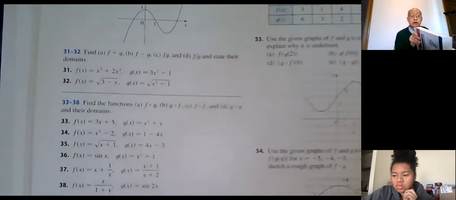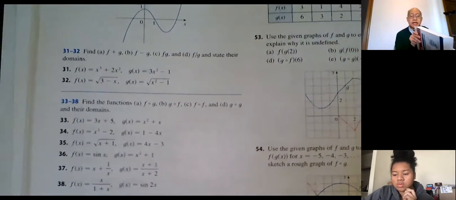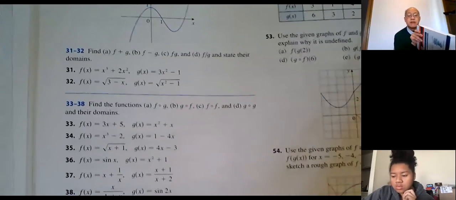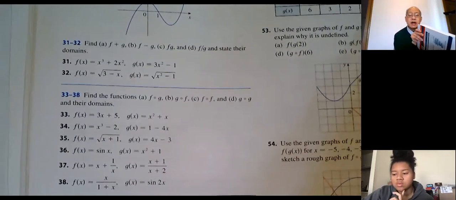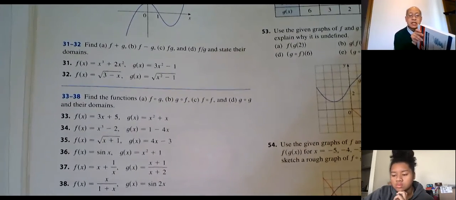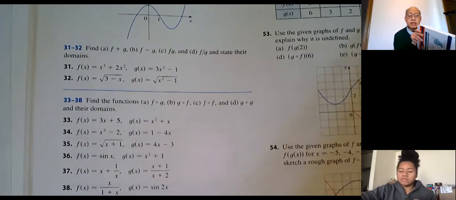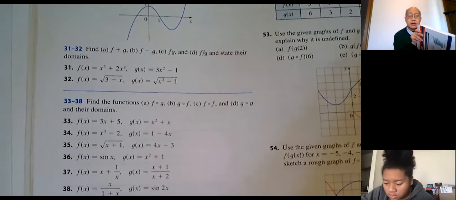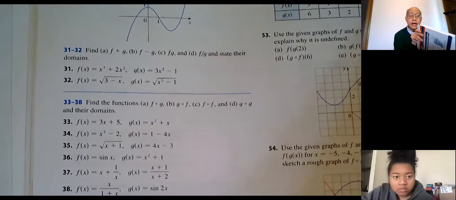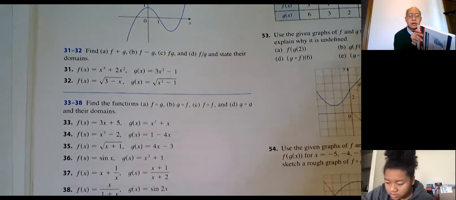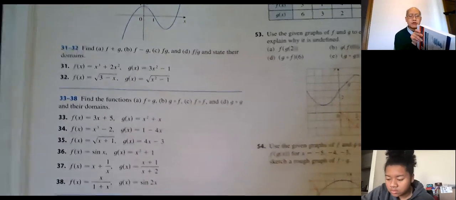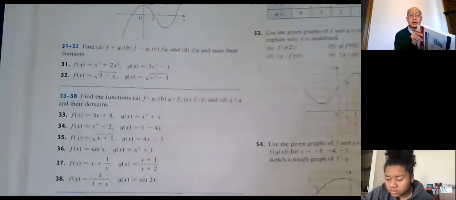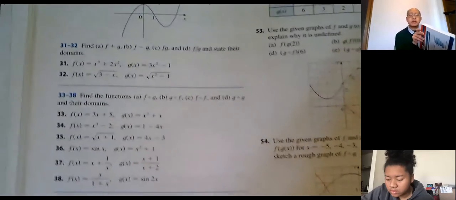Okay. So to add the functions, just add them up. In fact, maybe I can do it in my head now. The sum would be x cubed plus 2x squared plus 3x squared would be 5x squared, right? Minus 1. So the answer to A is x cubed plus 5x squared minus 1. You just add them, right? And B is almost just as easy.